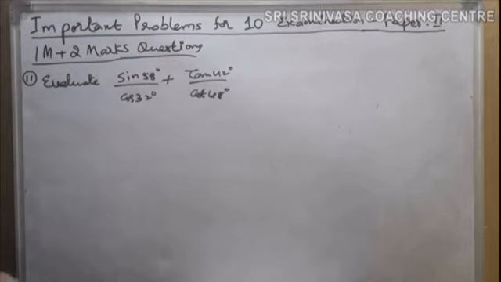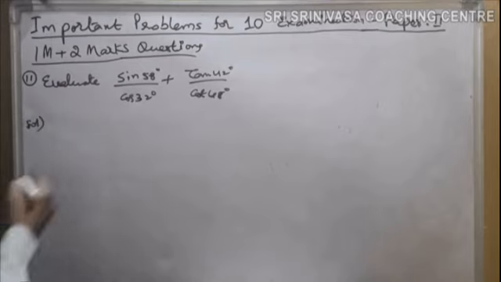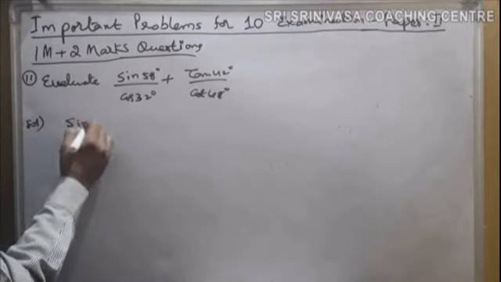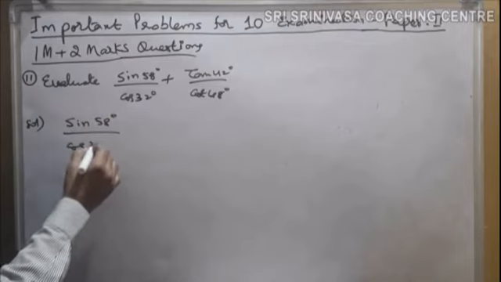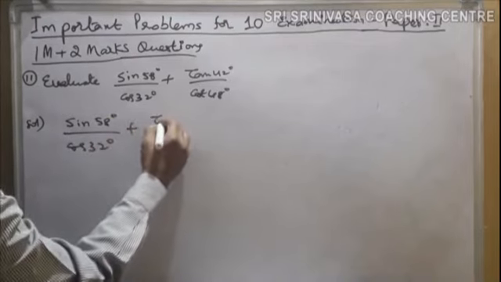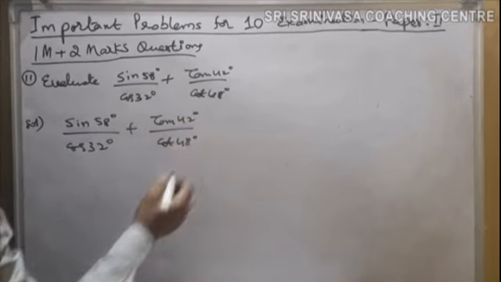Let us go for the next sum. Yes, this sum says evaluate sin 58 by cos 32 plus tan 42 by cot 48. Now here we need some changes. So I'll take first sin 58 by cos 32, then tan 42 by cot 48.